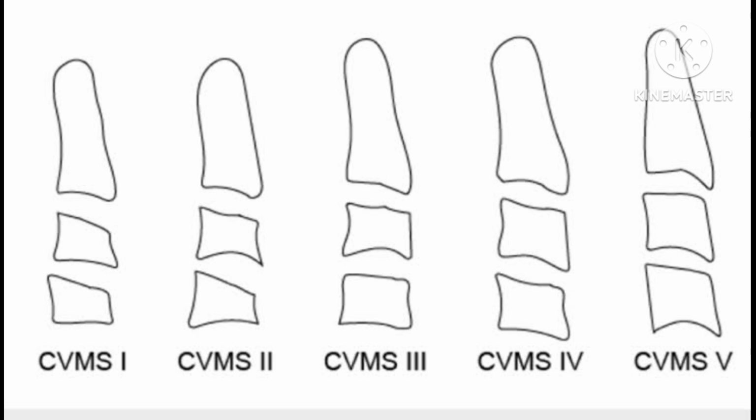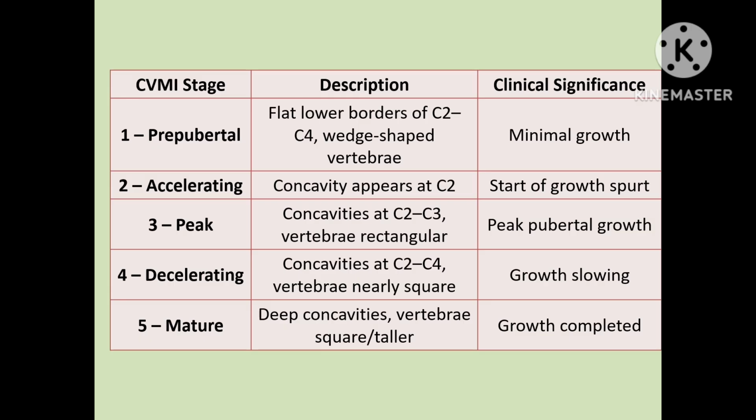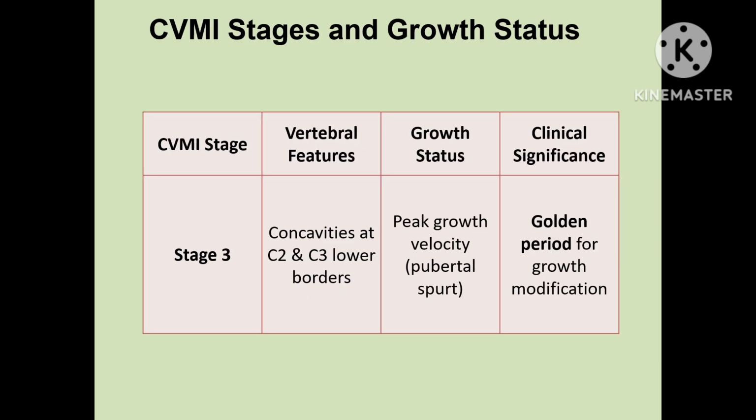Early stages 1 to 2 indicate a prepubertal phase with minimal mandibular growth. Stages 3 to 4 correspond to the mandibular growth spurt with the maximum mandibular growth potential. And stages 5 and 6 indicate the post-pubertal completion of growth. CVMI helps clinicians time functional appliance therapy in class 2 for optimum treatment outcomes.